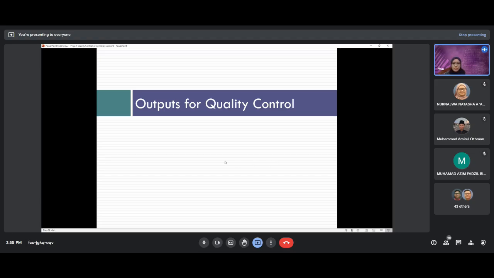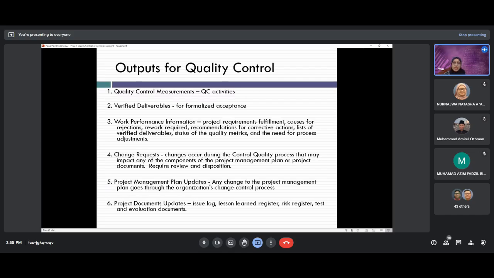Now the outputs of quality control. Once you have analyzed, you have the data, and now these are the outputs. Output means the quality control measurements. What are the quality control activities that you have conducted? And then verified deliverables. This is how you accept your product according to the specification that you have identified earlier. You have already analyzed and found that your deliverables can be accepted. Work performance information: if there is any rejection of the material or rework required, or a recommendation for corrective action, you need to put this in the work performance information.